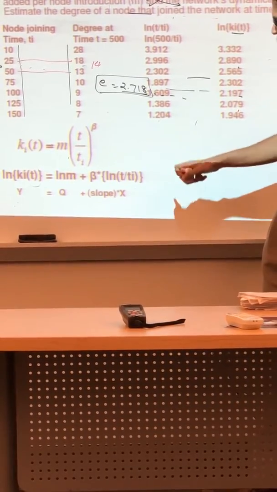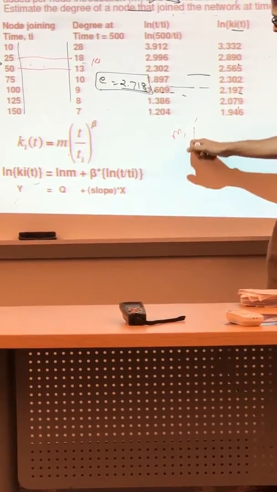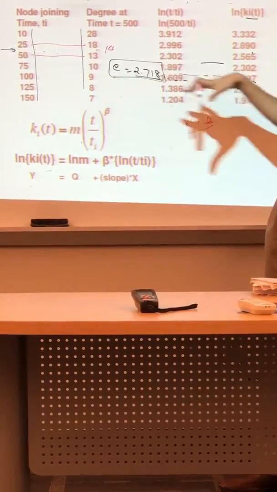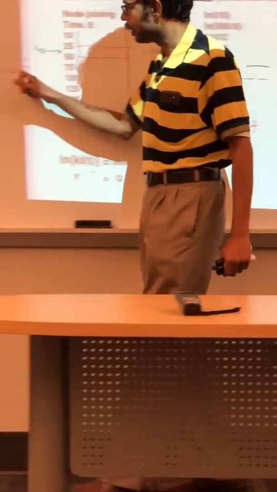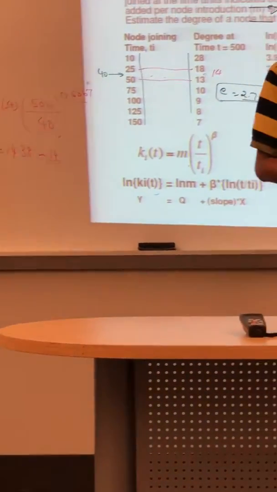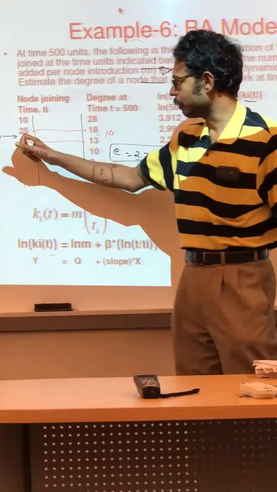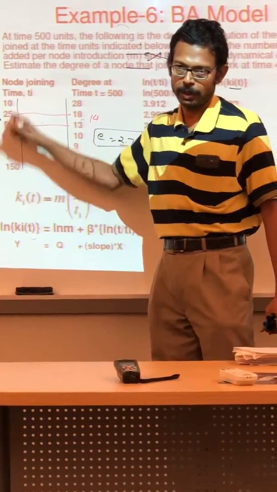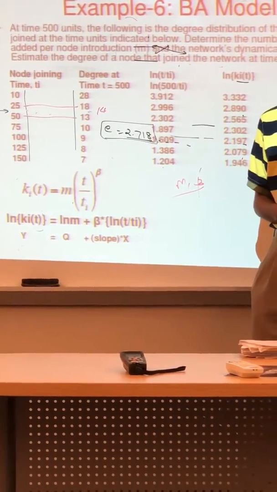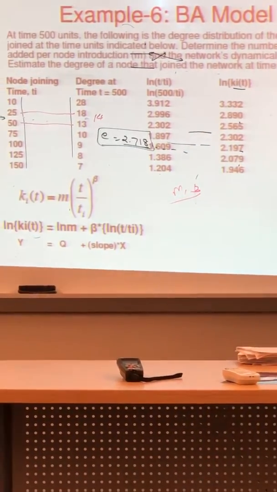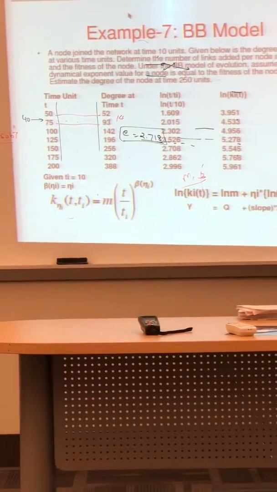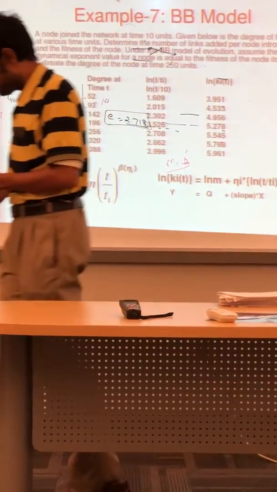You want to make sure the values of m and beta that you found make sense, because we found this 14 based on the values of m and beta, right? So you want to check if you can estimate the degree of some other node at some other joining time. Okay? Clear? Okay, so the other two problems are going to be similar to this, but let us do them. So this is according to the BB model.